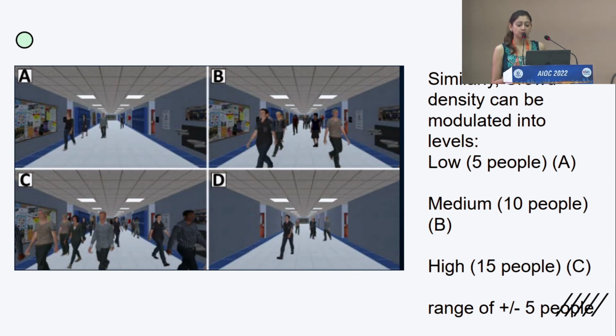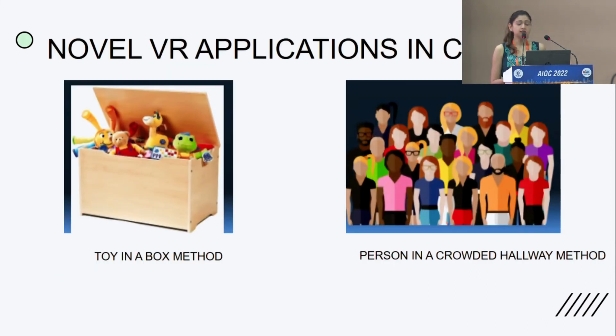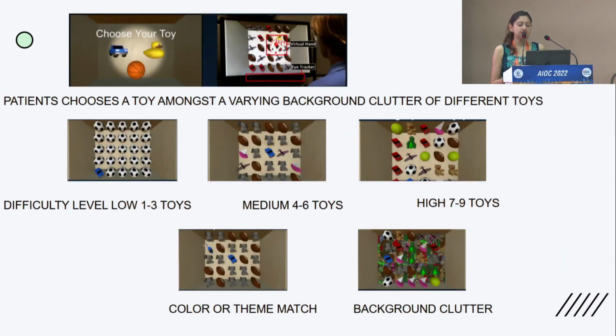So they kept 3 modules. In the first module, it was a low crowd density of people less than 5, second was a medium crowd density of up to 10, and higher was more than 15. And they recorded their eye movements through the eye tracking system in response to these conditions. Another condition was the cluttering environment, in which toys were placed in a box and the difficulty levels were raised as the number of toys was increased.